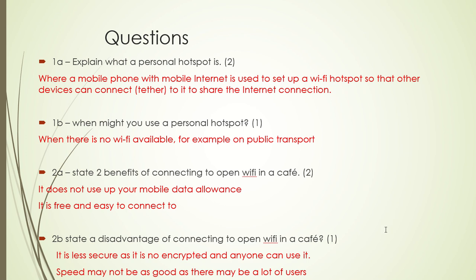And for 2B, state a disadvantage of connecting to open Wi-Fi. I've given 2 just to help you out. It's less secure as it is not encrypted and anyone can use it, and the speed may not be as good as there may be a lot of users.